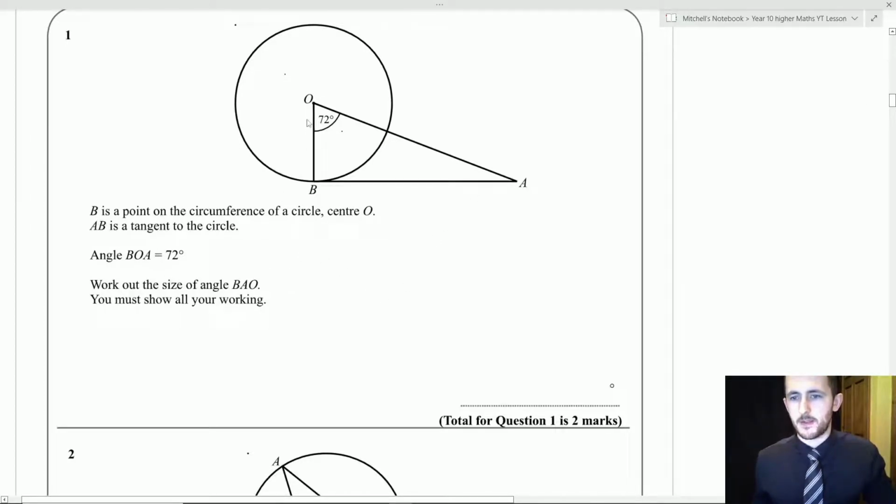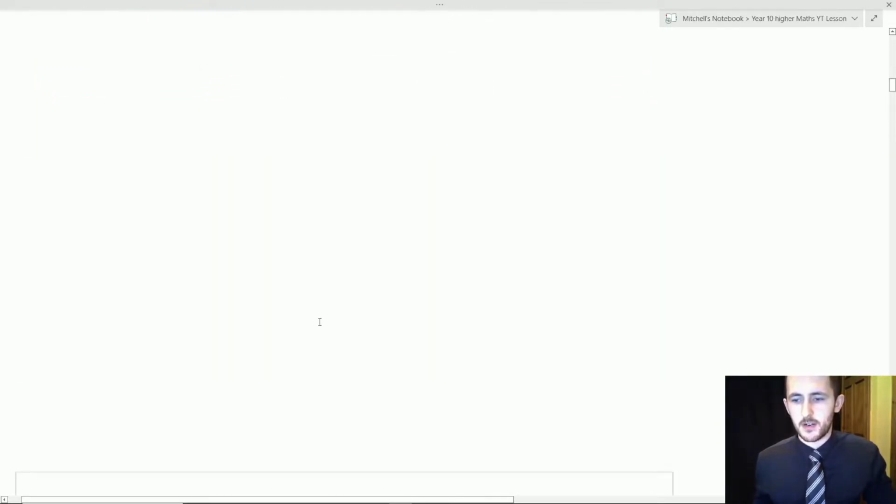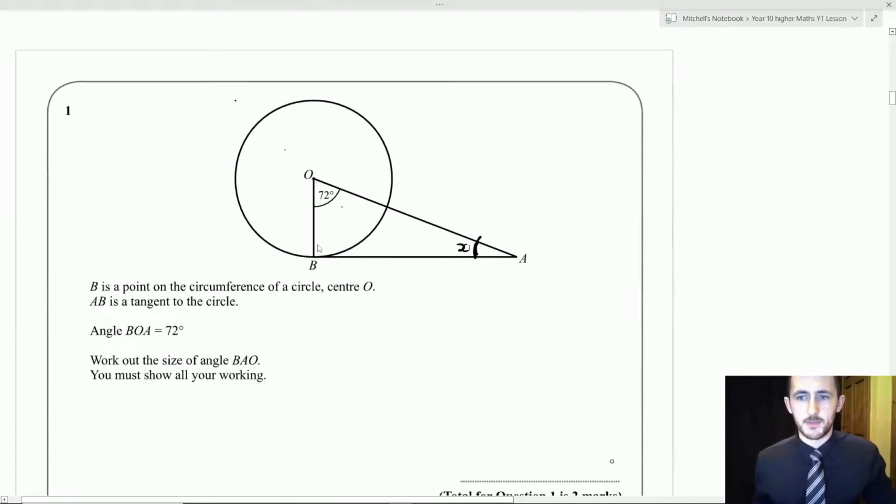So we have B is a point on the circumference of the circle center O. AB is a tangent. And we have angle BOA is 72 degrees. Work out the size of angle BAO, which is this angle here, which I'm going to call X. Now if you remember the circle theorem we just did, the radius always meets the tangent at 90 degrees. So this is the radius because it's a line going from the middle to the circumference, and that's a tangent, which means this angle here is a right angle.